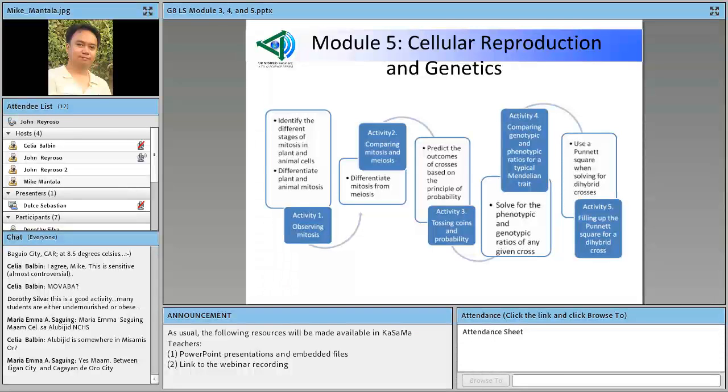This module gives us a glimpse of growth and repair and reproduction. These are biological processes which, as we said earlier, are a function of eating the right kind and amount of food and proper nutrition. So let's look into the activities that are incorporated in this module. We have here observing mitosis, that's activity 1. Comparing mitosis and meiosis, that's activity 2. And activity 3, tossing of coins and probability. Activity 4, comparing genotypic and phenotypic ratios for a typical Mendelian trait. And activity 5, filling up the Punnett square for a dihybrid cross.